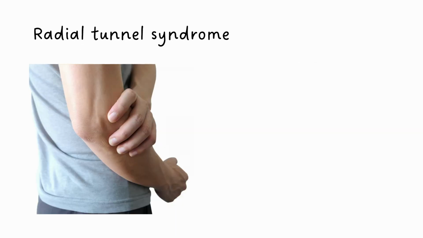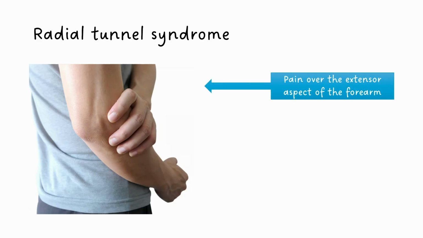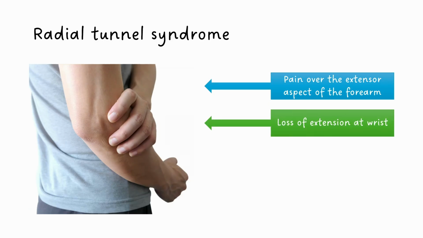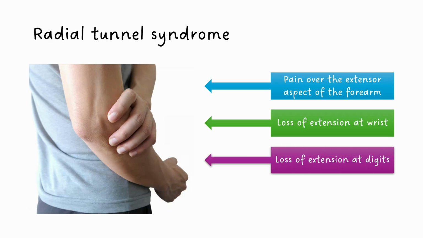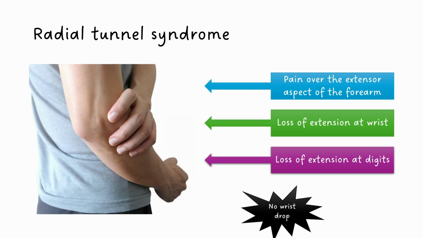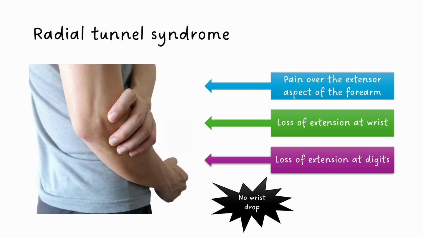The radial nerve compression results in what we call radial tunnel syndrome. So it's an entrapment neuropathy of the deep branch of the radial nerve at the elbow. Here the characteristic features are pain over the extensor aspect of the forearm. There is loss of extension at the wrist. There is loss of extension at the digits. But remember, there is no wrist drop. This is mainly because the brachioradialis and the extensor carpi radialis longus, both of these muscles, are supplied directly by the radial nerve before it terminates into its deep and superficial branch.